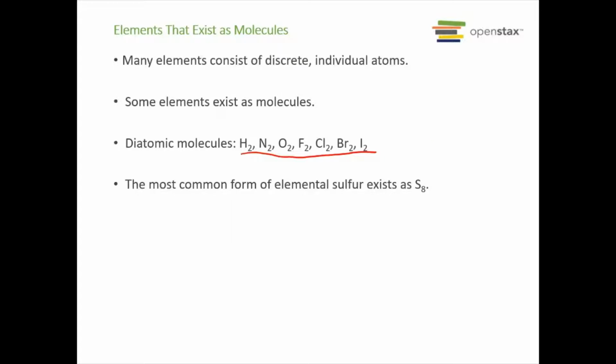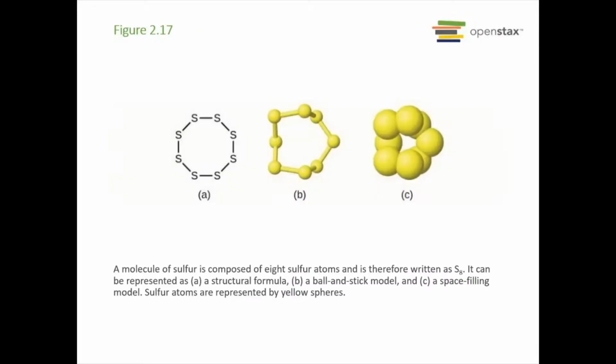Elemental sulfur, most common form is S8. It also exists as S. But yeah. Here's elemental sulfur as S8. It's an interesting looking structure, isn't it?